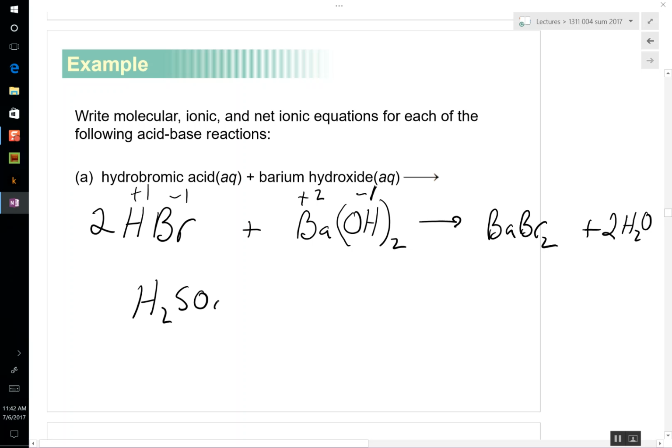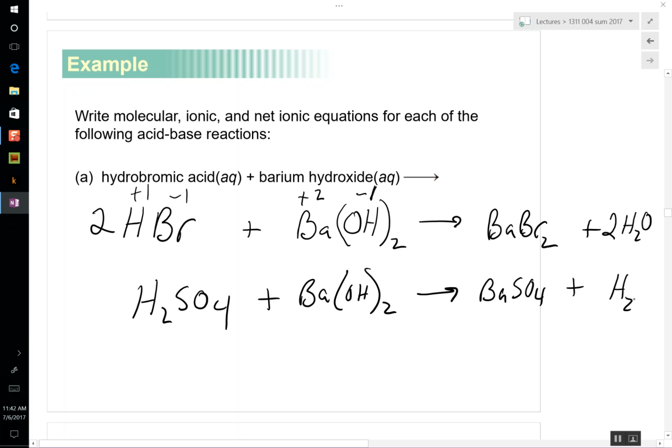Sulfuric acid plus barium hydroxide is going to form barium sulfate plus water. There's a diprotic acid reacting with a base that has 2 hydroxides in it. Here's the right formula for barium sulfate, but 2 protons with 2 hydroxides is going to form how much water? 2. 2 waters. And it's balanced. So one of these reacts with one of those to form 2 molecules of water.